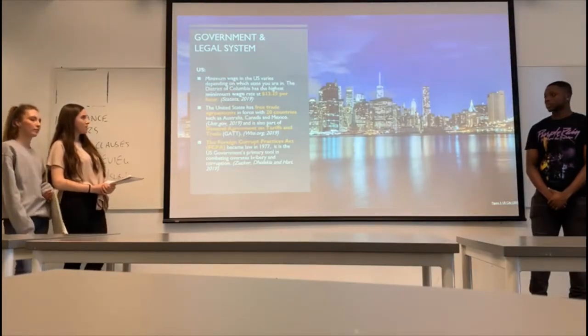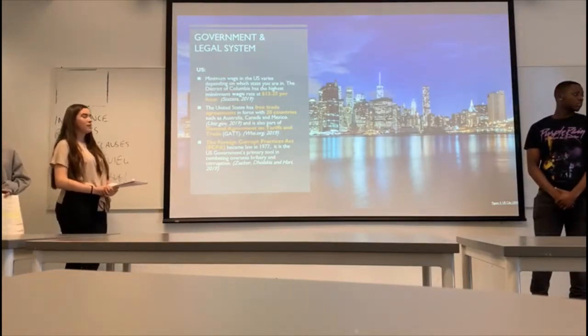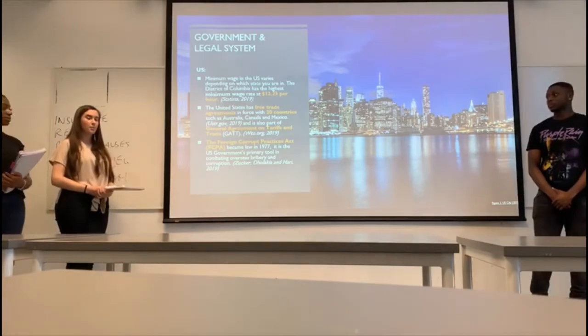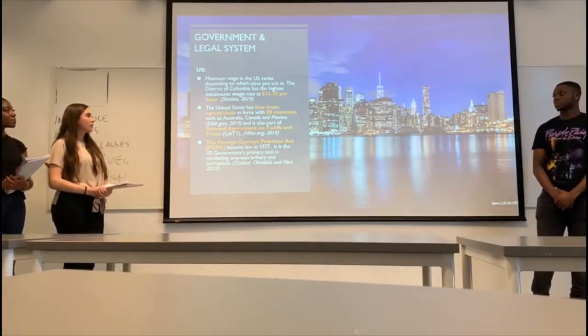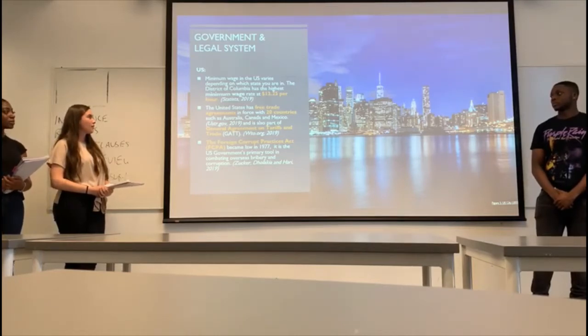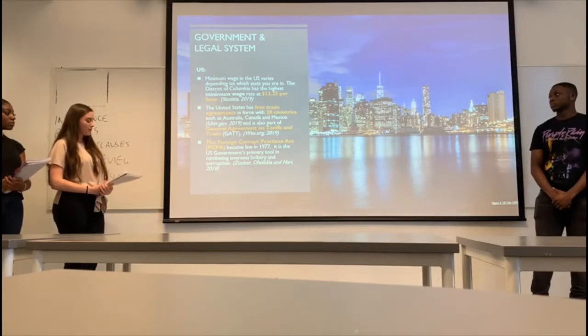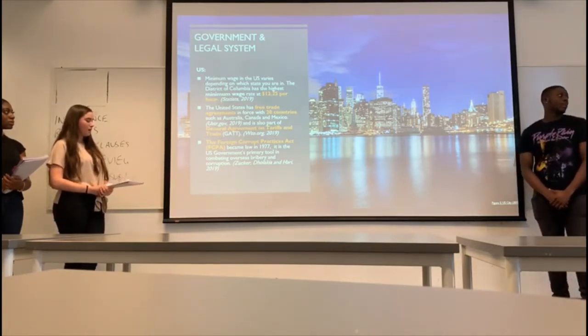The minimum wage in the US varies depending on which state you're in. This is the same for China as well, so the minimum wage varies depending on your location. The District of Columbia has the highest minimum wage at a rate of $13.25. The US also has a free trade agreement in force with 20 countries such as Canada, Mexico and Australia.